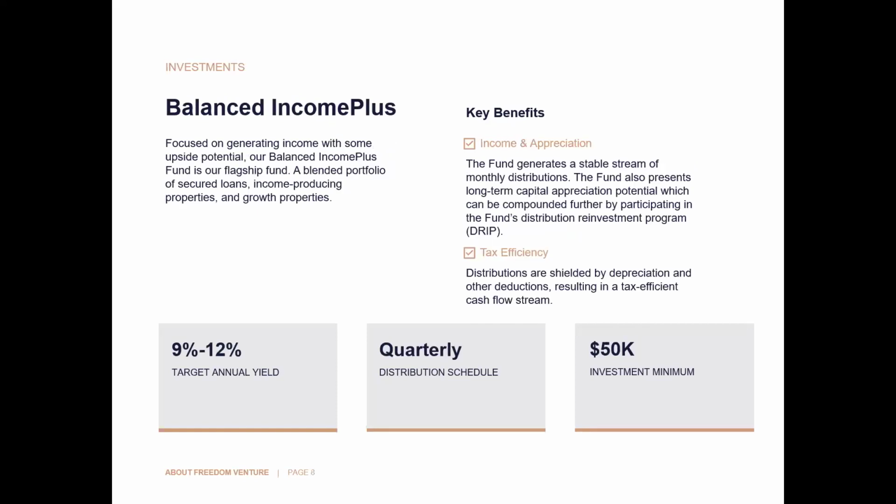The Balanced Income Plus Fund is one of our flagship funds. 9 to 12% targeted annual yield, quarterly distribution schedule, 50,000 minimum investment. So this is a blended portfolio. This is a fund that has a mix of some debt investments, some cash flowing core plus investments, and then a few development projects as well to give us some of that growth, some of that appreciation. But the main goal of this fund is to have income with some growth upside.